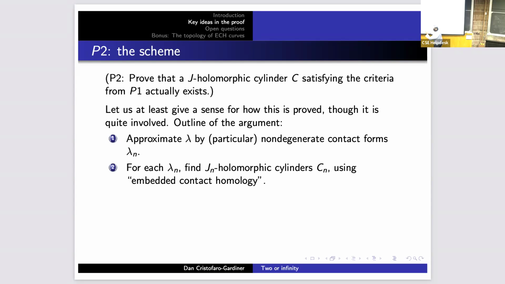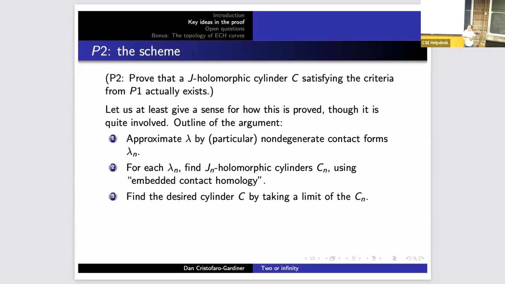Actually, your J has some conditions, it's compatible with the contact form. So your J is itself going to change, but that's not really a big deal. So now you have non-degenerate ones. You could, in addition, hope to find J_n-holomorphic cylinders somehow. We use the theorem of embedded contact homology. And then you could try to find this cylinder by taking a limit. So remember, I said eventually we have this cylinder, we need it to converge exponentially fast to the ends. And so this is the scheme.